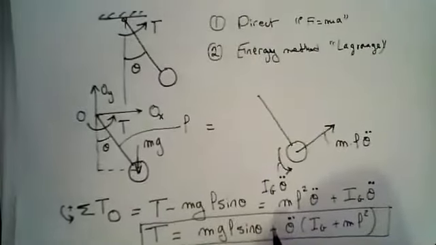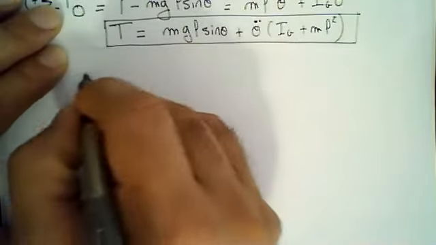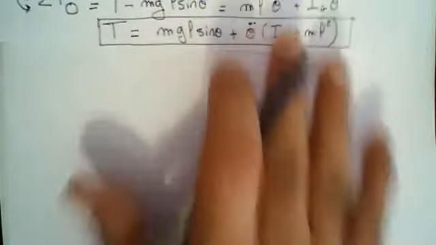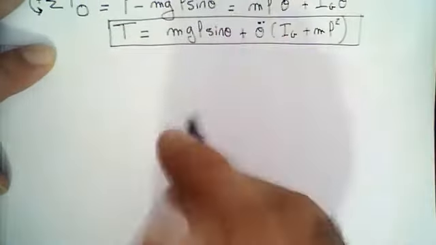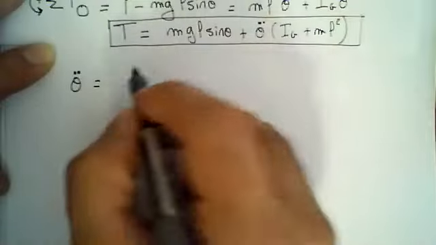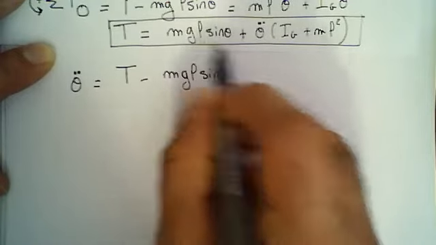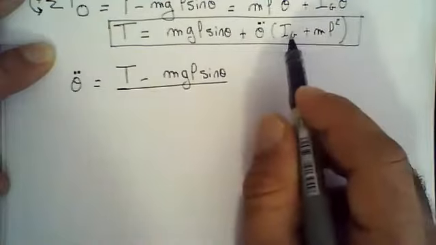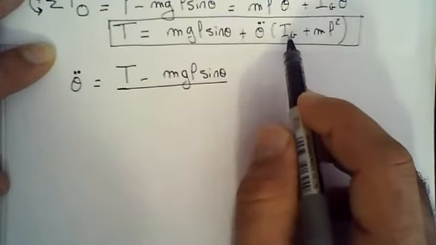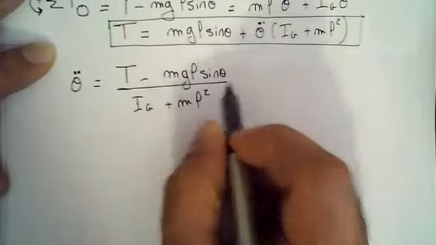So the best way now is, I can actually solve for the angular acceleration as a function of torque. So I can solve for my angular acceleration. Theta double dot is going to be equal to what? Torque minus m g L sine theta, and I'm going to divide that by this term. Notice it is rotational mass, and they actually have the same unit, which is kilogram times meter squared. So IG plus m L squared.